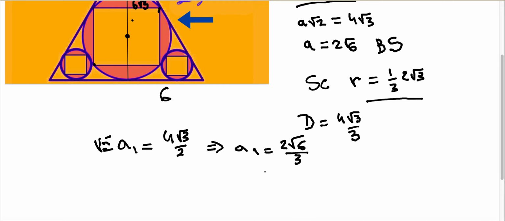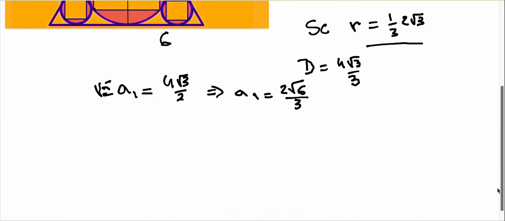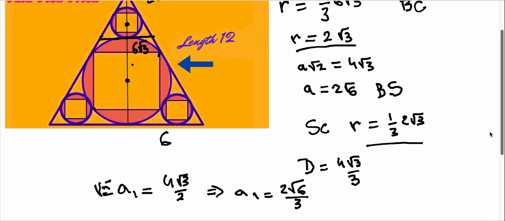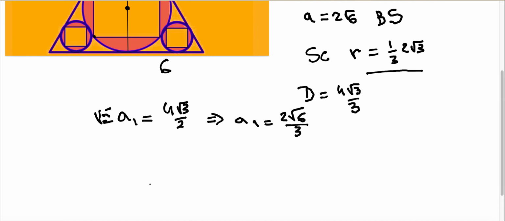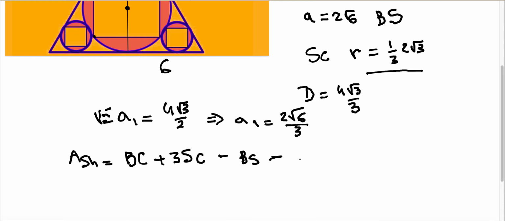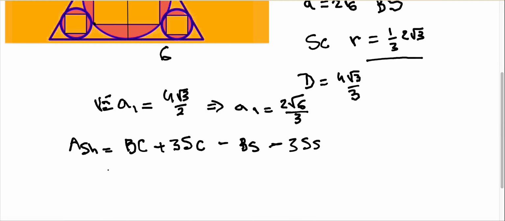Okay, and now what do we have here? To find the shaded area of the triangle, the shaded area is going to be equal to the area of the big circle plus the area of the three small circles, minus the area of the big square, and minus 3 times the area of the small square. And we substitute everything.